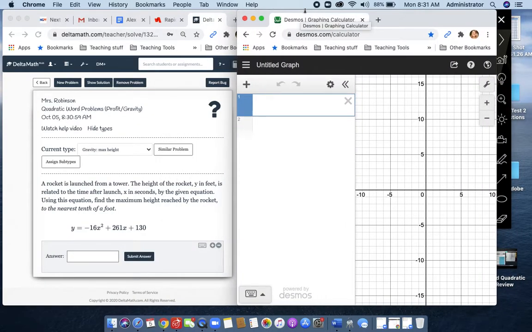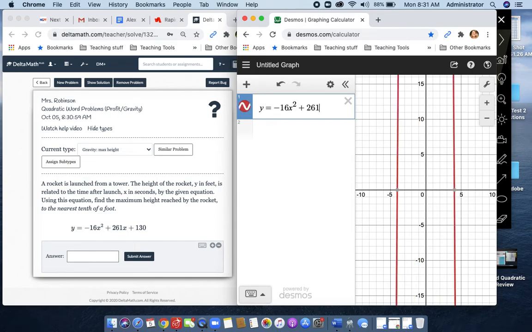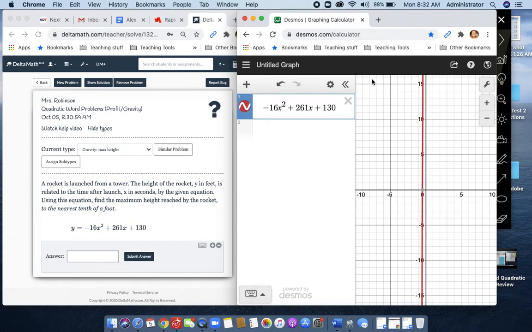All right, I'm going to go ahead and type that in. Y equals negative 16x squared plus 261x plus 130. I'm going to look and just make sure I typed it in right. Looks good.